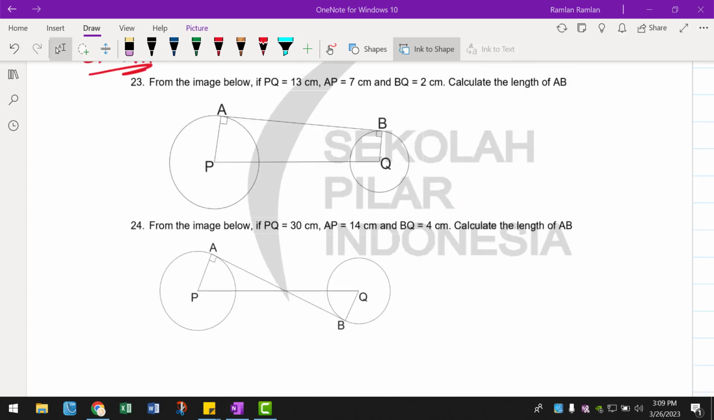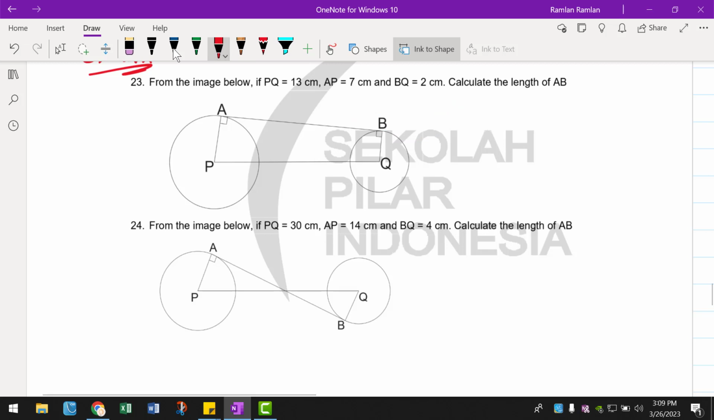Okay, number 23. From the image below, if PQ is equal to 13 centimeter, AP is 7, BQ is 2, calculate the length of AB. Okay, I forgot to mention again, guys, AB here is the tangent line, right? That will be the tangent of these two circles. So if I draw a line like this, if I expand that, there'll always be a 90-degree angle over here. Okay, let's just move on.